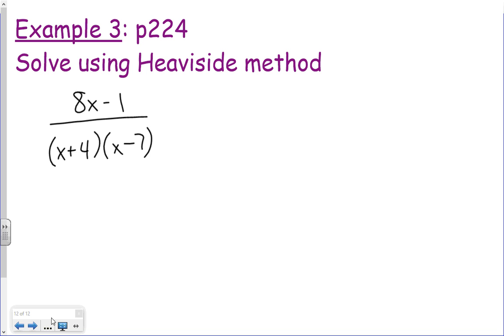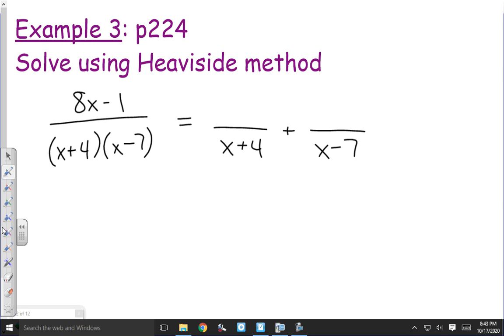All right, so I can rewrite this as some number over x plus 4 plus some number over x minus 7. Again, we've already gone through the work and figured out what the numbers should be, but let's see how the Heaviside method will speed this up for us. So what I want to do is cover up one of these factors. I'm going to start with the x plus 4.